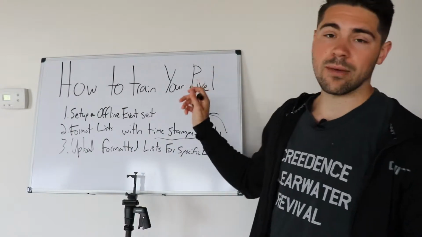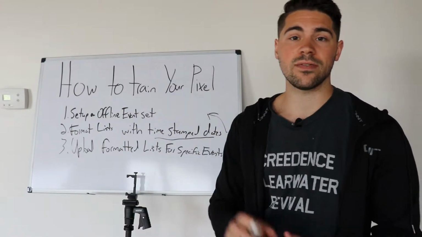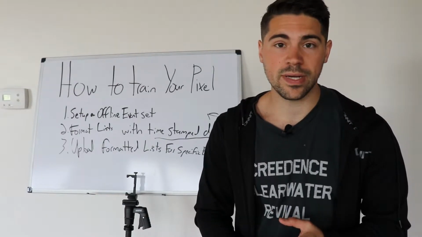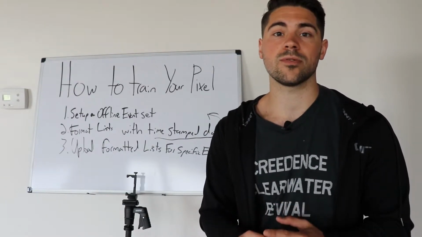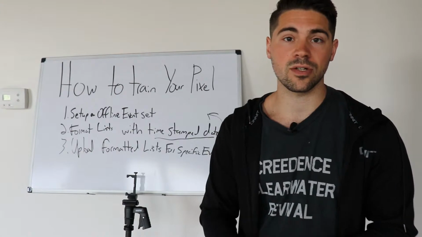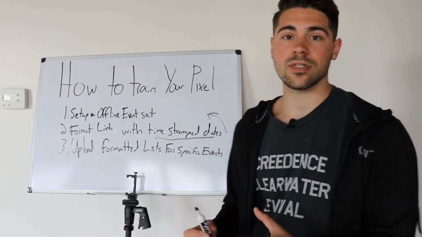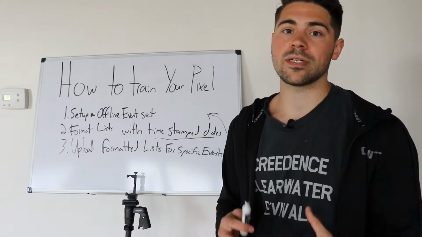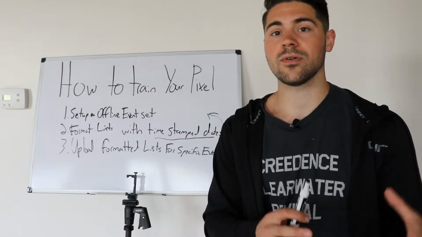Now, one of the problems that I see a lot of people have is they either trained their pixel improperly or they have a brand new pixel that doesn't know who their customers are and it's never gotten data yet. So let's cover how you can kickstart this process of training a brand new pixel or help to reiterate to the pixel who your unique customer really is.